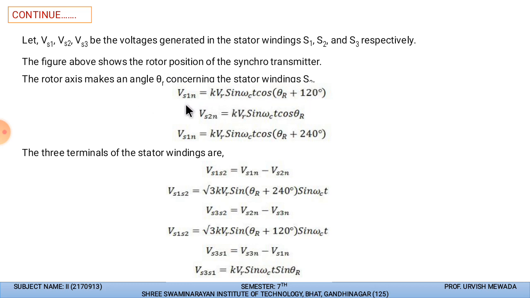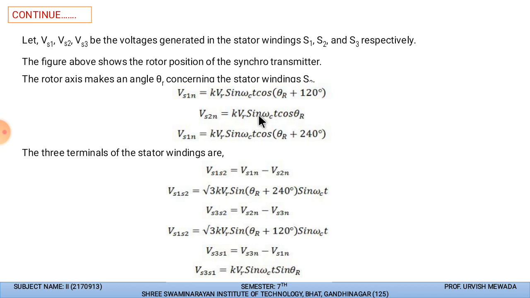So we can write the equation for Vs1n. That will be k Vr sin omega c t cos (theta r plus 120). So this is the position of the rotor once we apply the electrical supply to the synchro transmitter. The angle between the two is theta r plus 120.